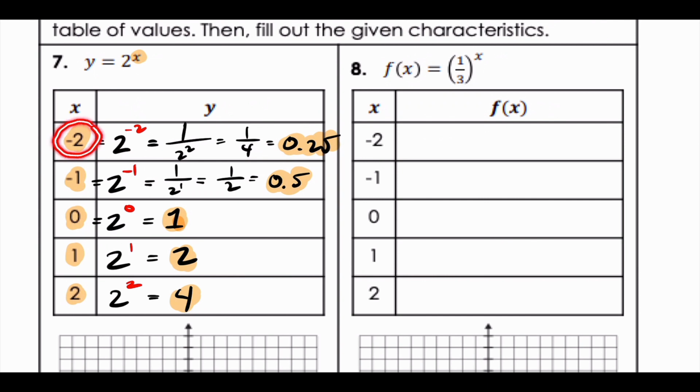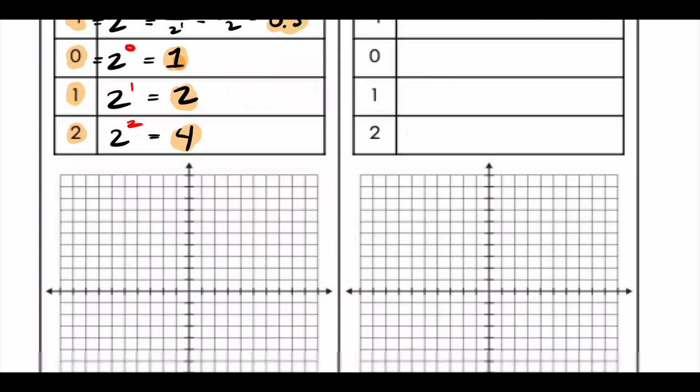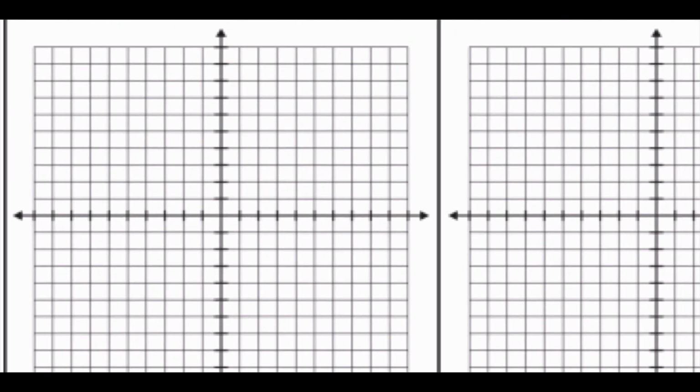So the first dot is at negative 2, 0.25. That means I'm going to go left 2, up a quarter. So I go left 2. I can't even go up a full unit because it's a quarter of a unit. So it's barely above the x-axis. It's right there.